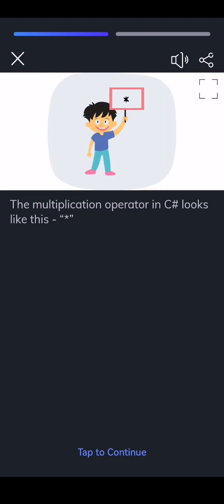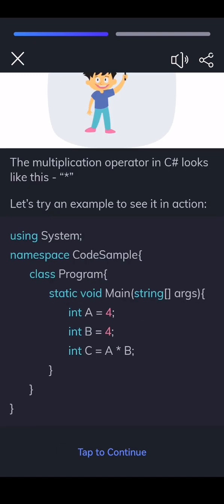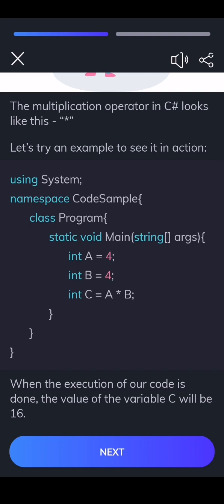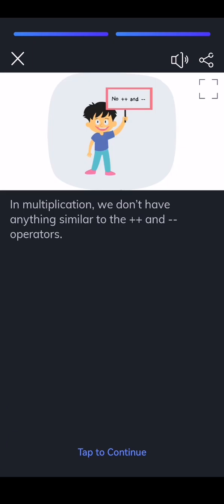The multiplication operator in C# looks like this. Let's try an example to see it in action. When the execution of our code is done, the value of the variable c will be 16. In multiplication, we don't have anything similar to the plus plus and minus minus operators.